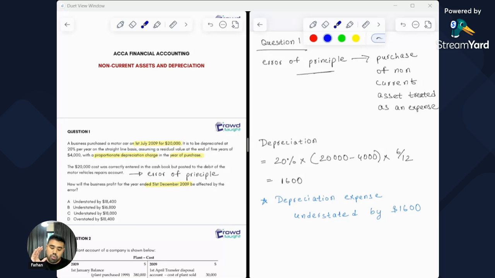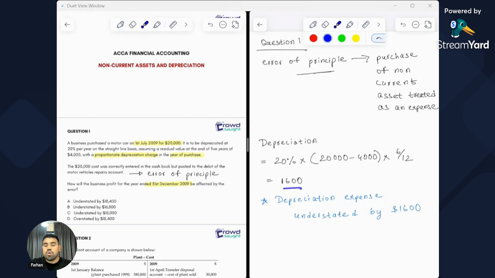All right. Now, we have 6 months altogether, and therefore, out of the total 12 months in a year, we are utilizing this asset for 6 months in the financial year ending 31st of December 2009. And that is the proportionate charge for depreciation that we're including here. So 20% that we have been provided is an annualized rate, which the question specifically mentions 20% per year on the straight line basis. So therefore, we must make sure that we are proportioning the depreciation for 6 months. So altogether, the answer comes out to be $1,600 for the depreciation expense for this purchase of non-current asset.